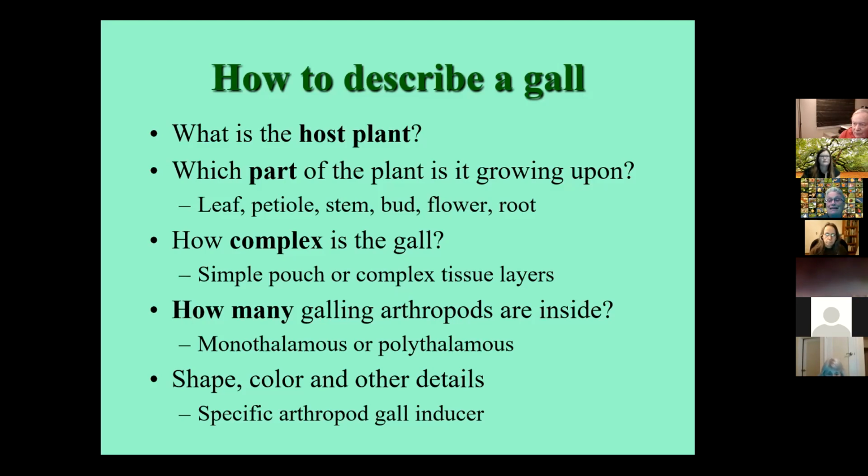Okay, how many of the galling arthropods are inside any given gall? Some galls are monothalmous, one and only one. Others are polythalmous, many, many, many tiny gall inducers growing inside the same gall. The other thing we need to look at is the shape, the color, and other specific details of the gall. These are usually specific to the arthropod gall inducer. So we need to know all this before we can begin to tell you what you've got.